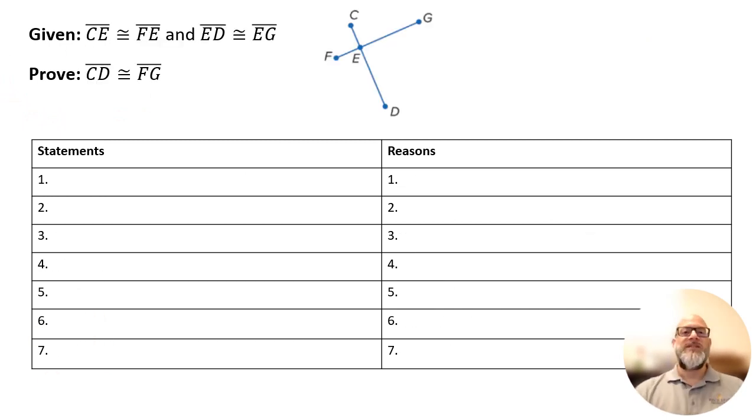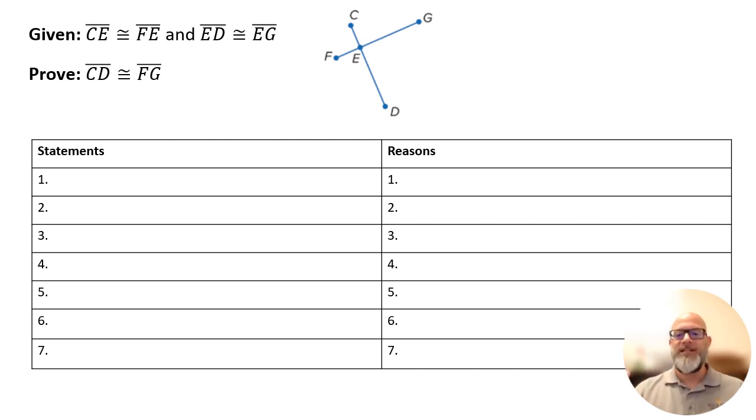All right, how about this one? CE is congruent to FE. ED is congruent to EG. Prove that CD is congruent to FG. Well, that seems to make sense, right? If this is congruent to that, and this is congruent to that, then this should be congruent to that. It feels right. Can we prove it, though? Can we use our logic?